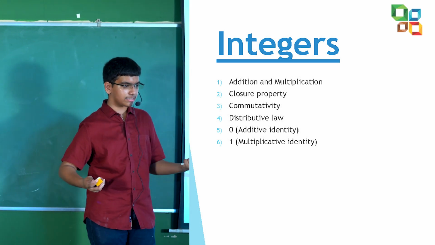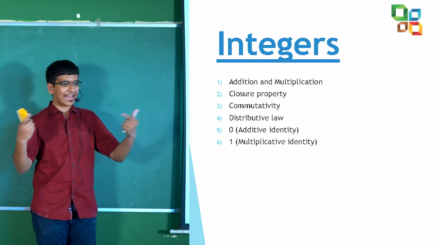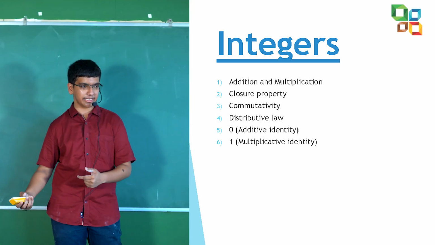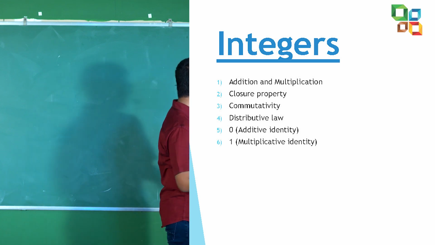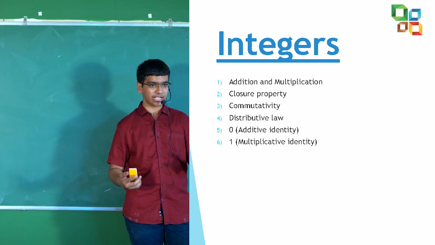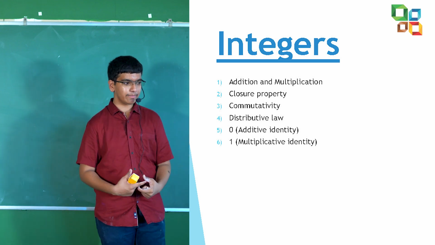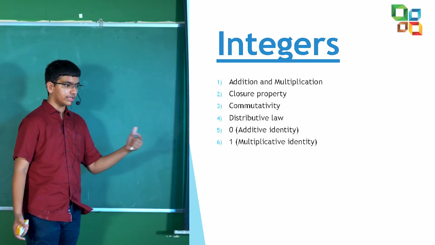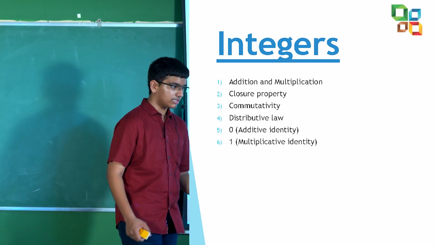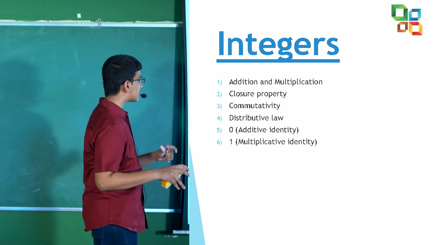What that means is, if you take 2 integers and add them, you get another integer. And it's closed under multiplication: if you take 2 integers and multiply them, you get another integer. That's called the closure property. It's closed in that set.